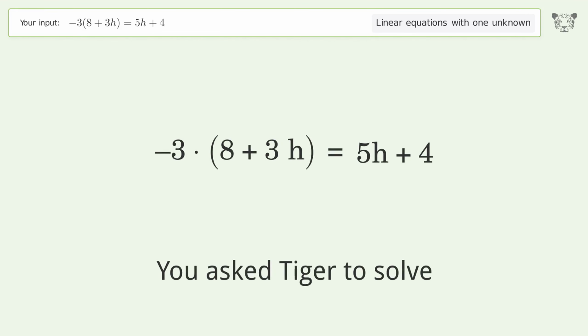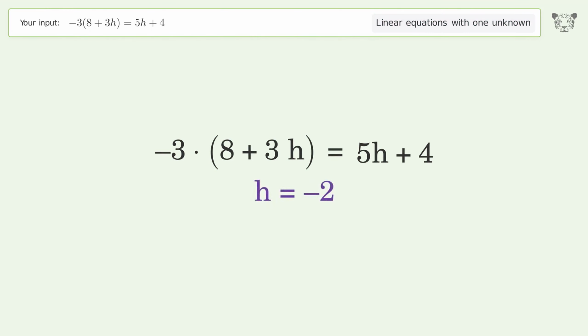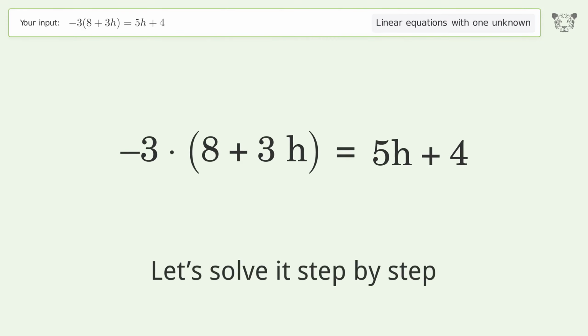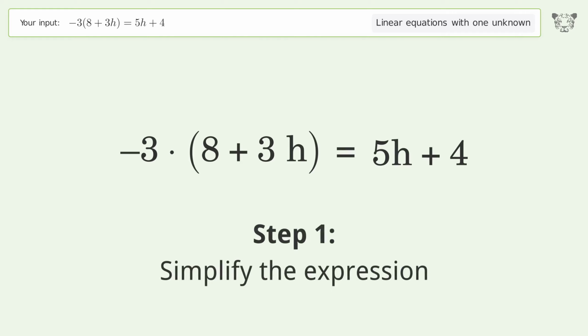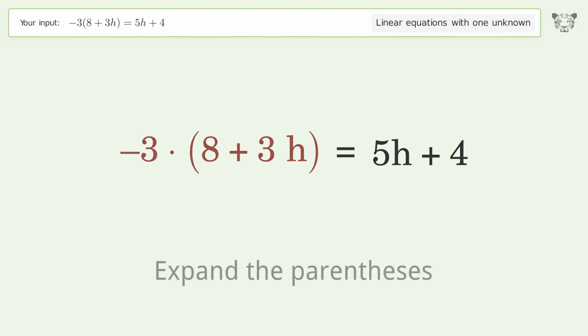You ask Tiger to solve this. This deals with linear equations with one unknown. The final result is h equals -2. Let's solve it step by step. Simplify the expression. Expand the parentheses.